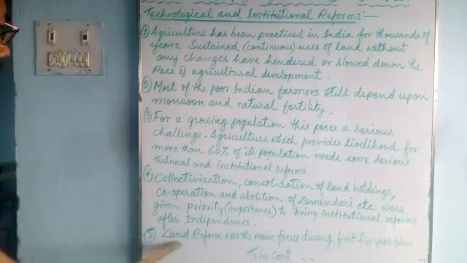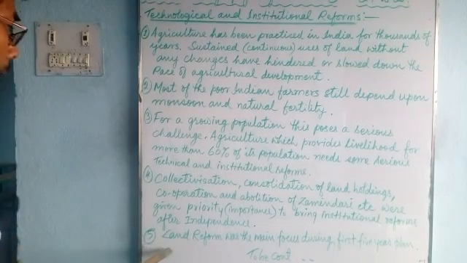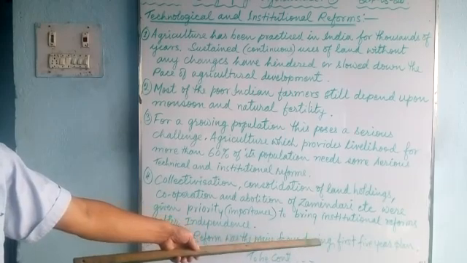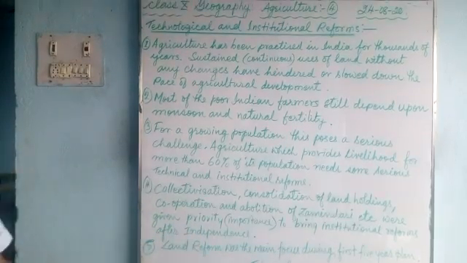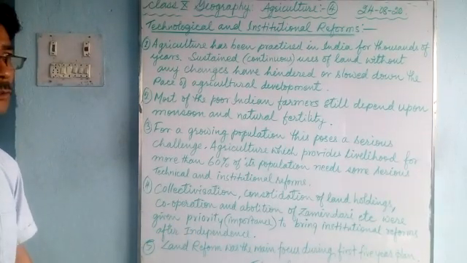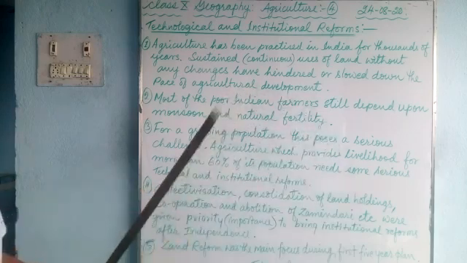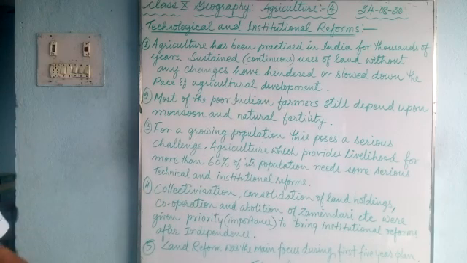Now here, number 5, land reform. Land reform was the main focus during the first 5-year plans. After independence, they made a plan for 5 years, and the first focus was land reform. Reform means change. The land has to be allotted to the poor.